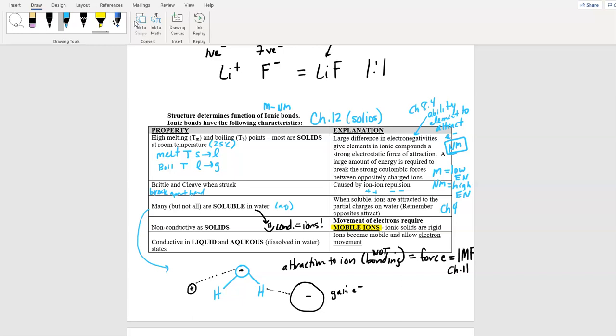Conductive in liquids and aqueous solution. So there you go. It's right there again. Okay? The ions are mobile and they allow electron movement. And these are explanations, ladies and gentlemen. This is word for word. This is the good stuff. Okay? So if you want to understand how to explain, we need to talk about that movement.